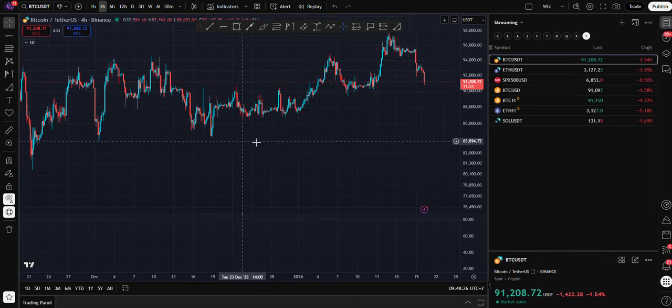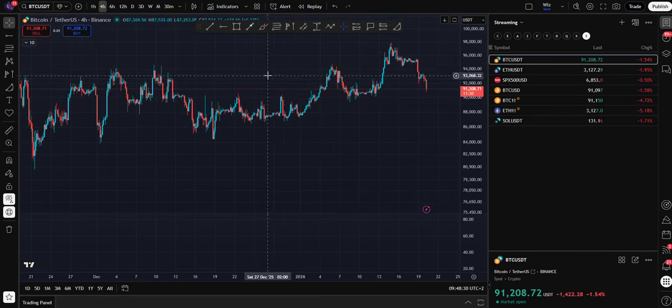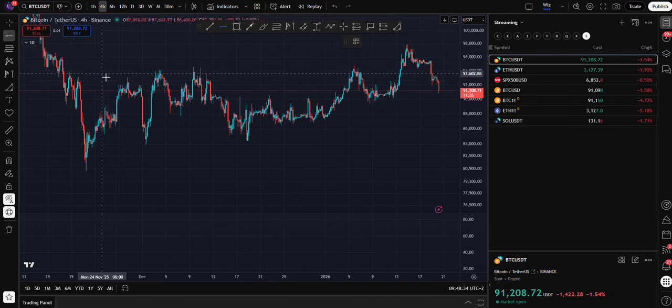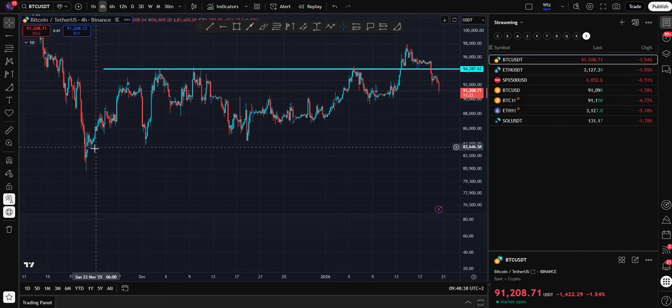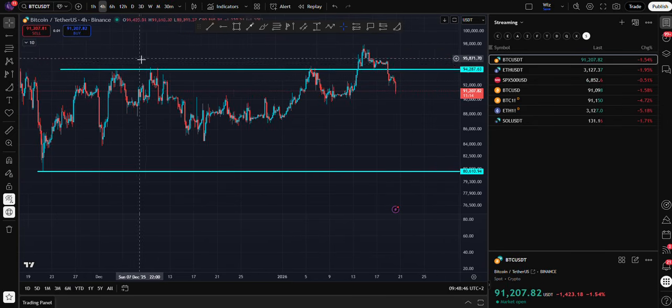Starting with a clean chart without any indicators or anything. So let's draw our range here. We've been in a range for 2 months now, since November 21st. So let's draw our range low. This is the range high.